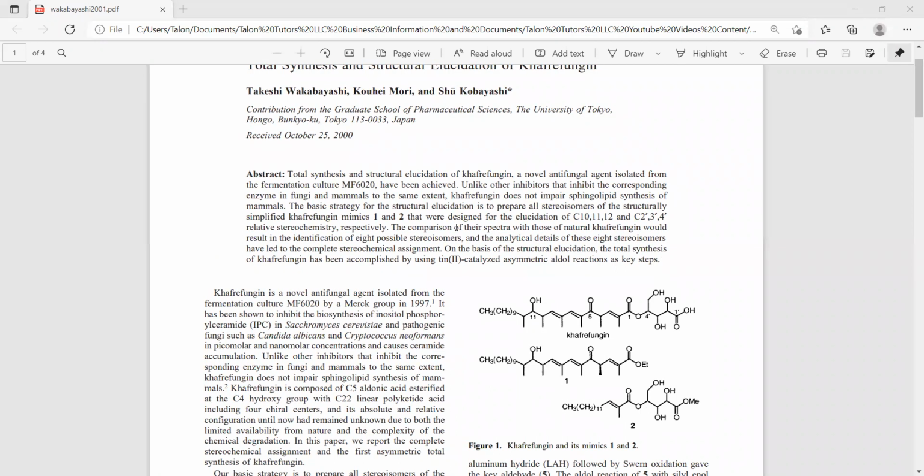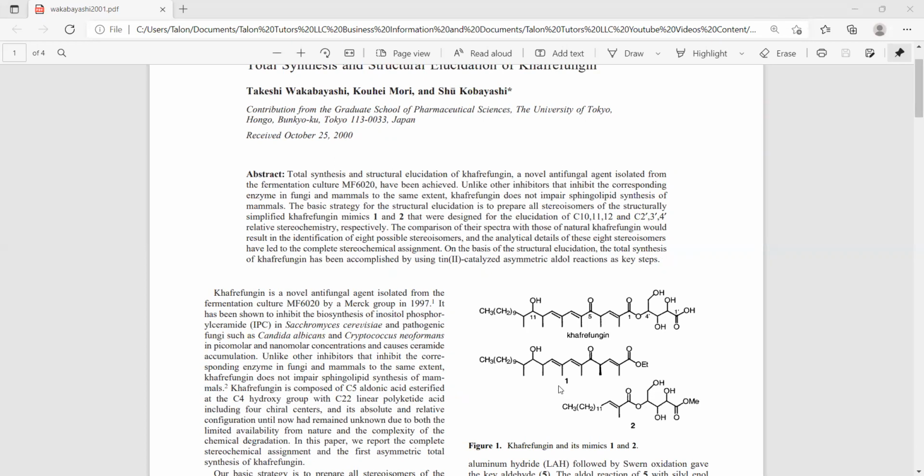What they found is that the Khafrefungin has been shown to inhibit biosynthesis of IPC in various fungus, but when applied to mammals, it does not inhibit this biosynthetic process. Therefore, it could be a potential therapeutic agent for humans or for animals, mammals, and it doesn't disrupt this process. So it's only selective to fungus.